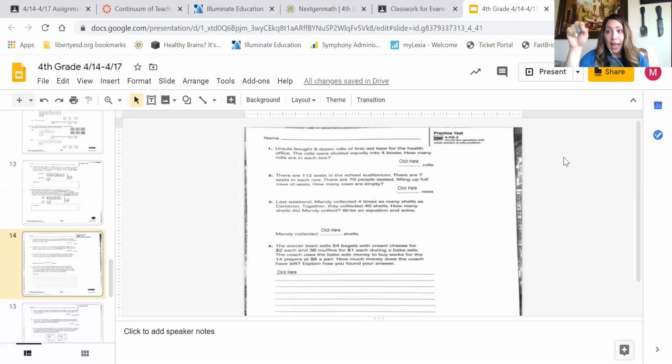Again, how many rows are empty? Well, I have 42 seats, okay? Now I need to take 42 and divide it by 7 because there are 7 seats in each row. So 42 divided by 7, 6. That means I have 6 rows empty, okay?